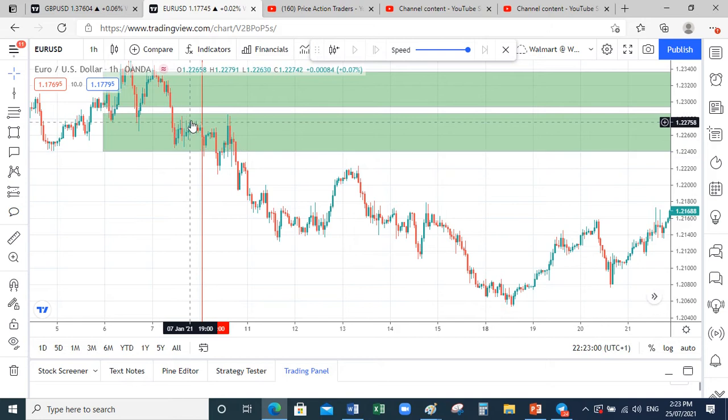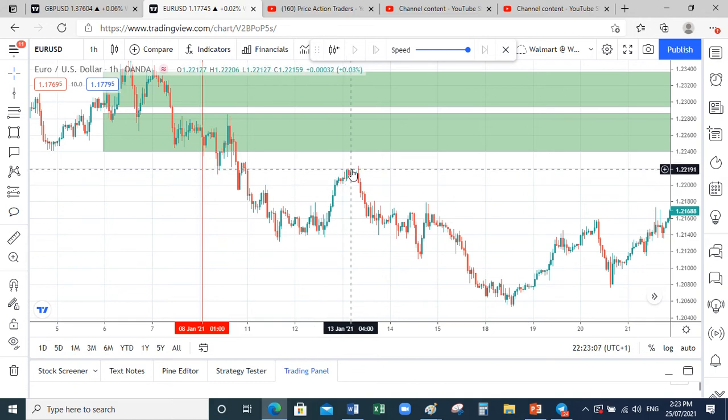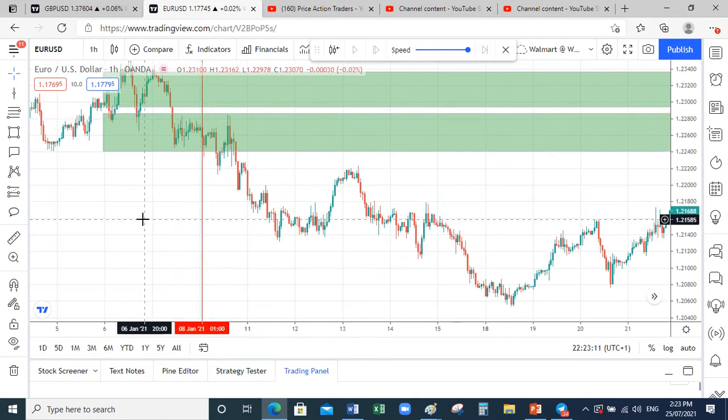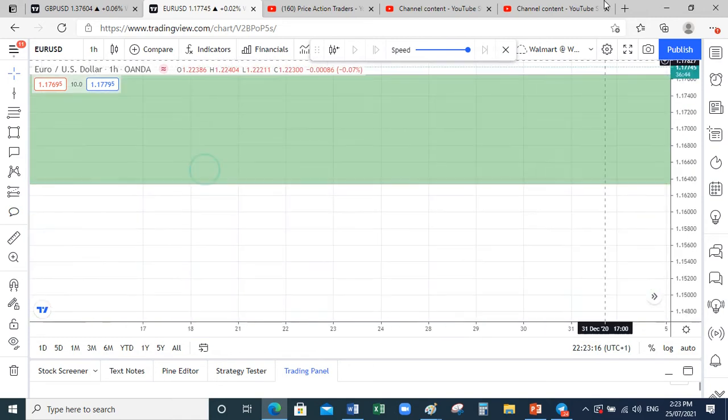Price breaks through it, pulls back. It breaks through it, pulls back. In the future, there's a reaction to this place. You will get to know why. Let's go back to that place.